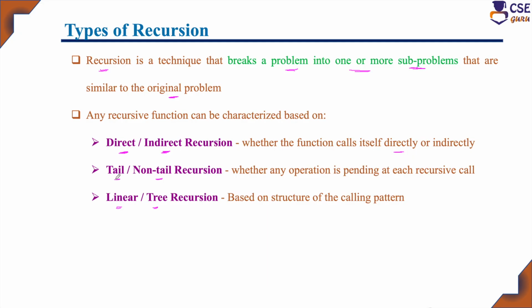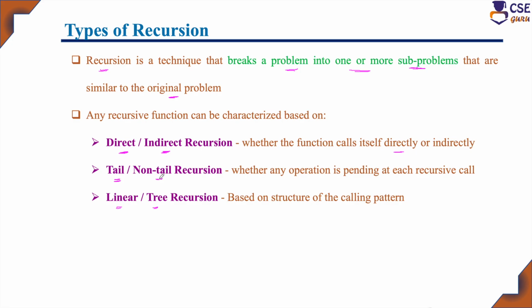Tailed recursion means whenever there is any pending operation that needs to be performed at each recursive call, that is called a tailed recursion. At each recursive call step, there is a pending operation, and the next recursive call you have to make, but there is a pending operation that needs to be performed. In that case, that is called tailed recursion.